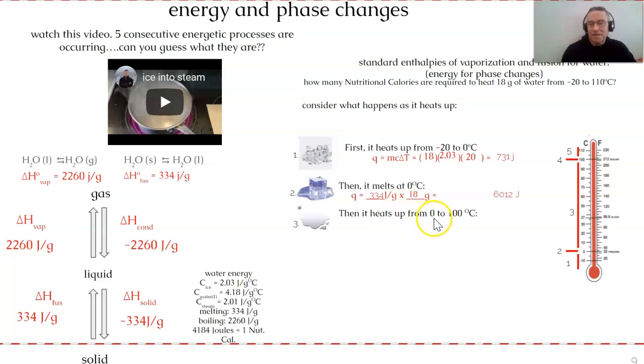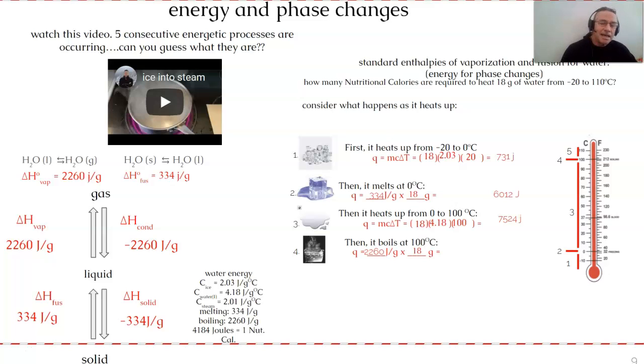We now are heating it from 0 to 100 degrees. Now that is a temperature change, so we still have 18 grams. We're now at 4.184 joules per gram degrees Celsius for our specific heat, and we're doing the entire 100 degrees Celsius, bringing us, adding to this another 7,524 joules into the system. But we're not done because we're now hot enough to boil. That requires 2,260 joules per gram, and we do have the entire 18 grams that has to boil.